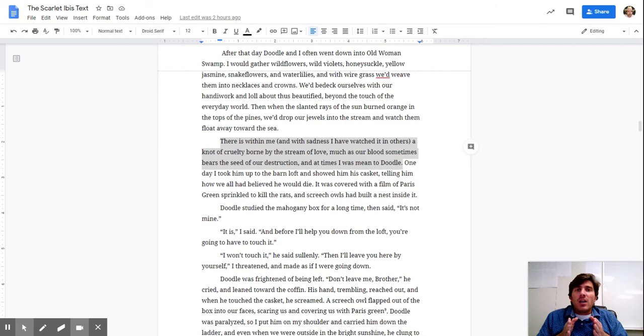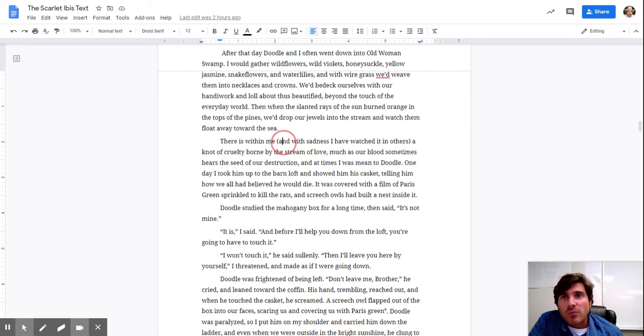And so if we think of the things that live within us as two rivers, kindness and love, and they flow right next to each other, right, as we experience relationship with other people. And so our narrator says, within me, there's a stream of cruelty and a stream of love. And at times, I was mean to Doodle. Well, we know at times you're mean to Doodle. We've seen multiple times already that you've been mean to Doodle. But we've also seen the love you shared with Doodle. All right.